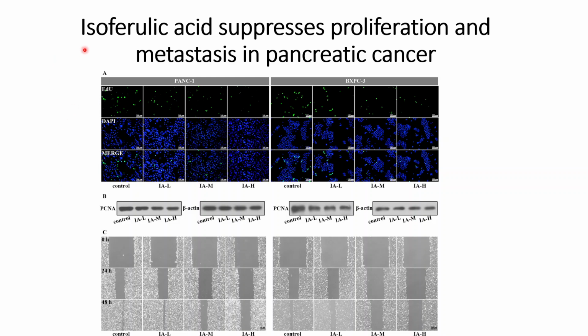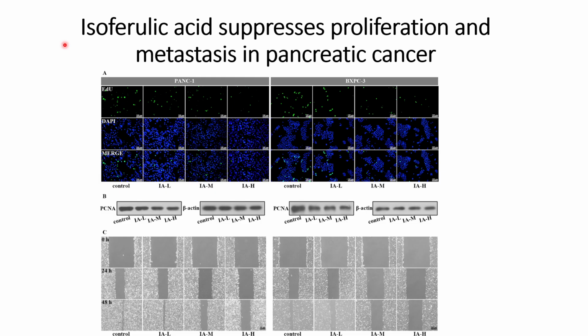In this video, we will discuss how isoferulic acid suppresses proliferation and metastasis in pancreatic cancer cells. So far, we have understood that isoferulic acid triggers intrinsic apoptosis by damaging the mitochondria of the pancreatic cancer cell lines. This is evident by checking the effect of isoferulic acid on PANC1 and BXPC3 cell lines, where the researchers used JC1 aggregates analysis to confirm the healthiness of the mitochondria when cells are treated with isoferulic acid.